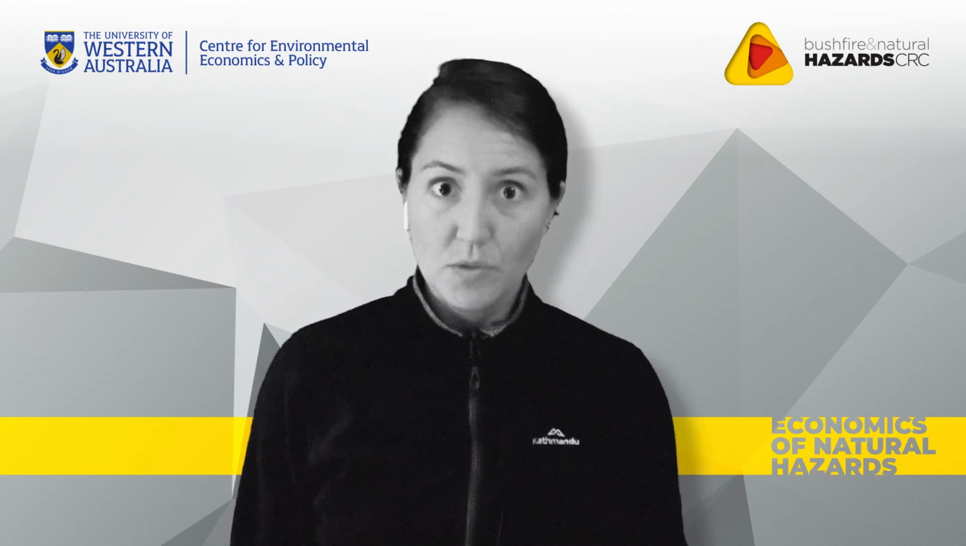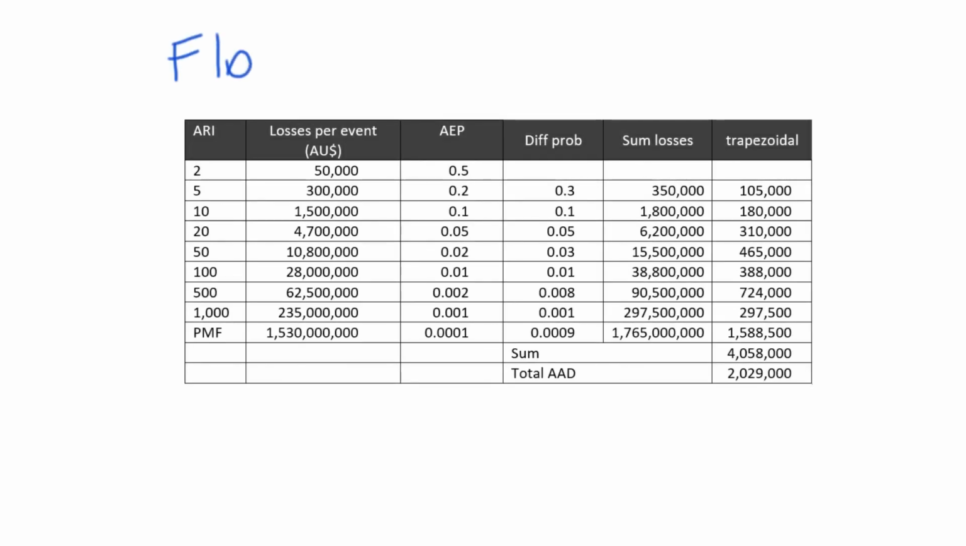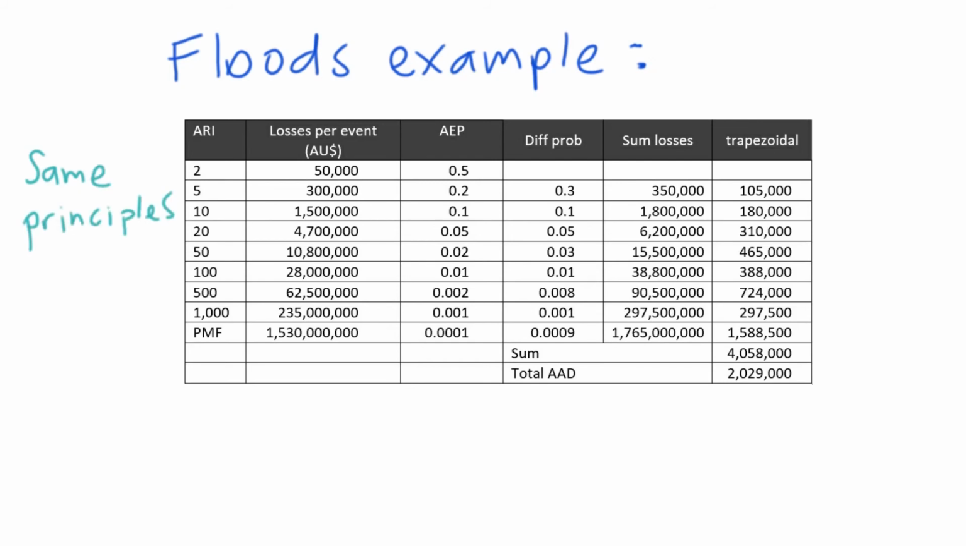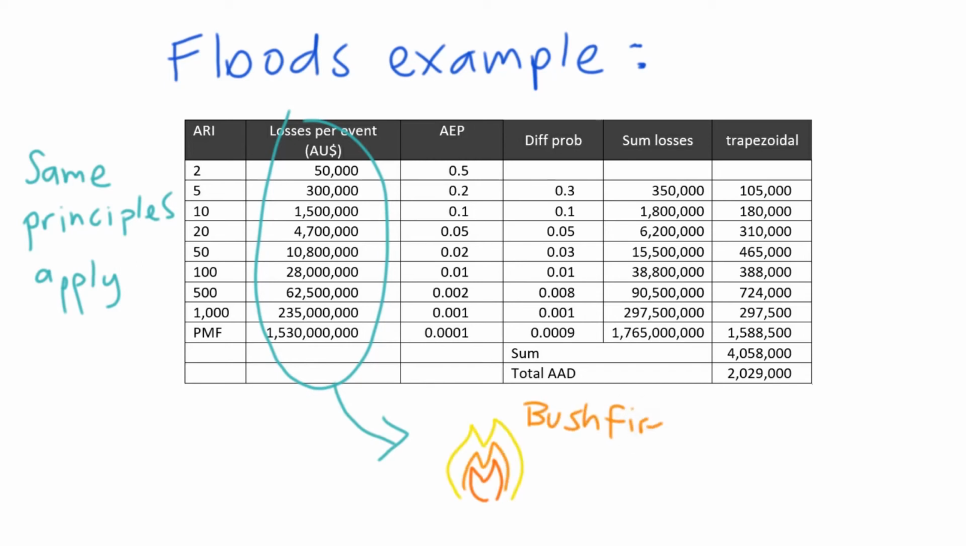of mitigation options. I'll continue using the flood example from previous videos, but keep in mind that all the principles that I am presenting here can be applied to all natural hazards. So instead of flood damage and losses, we will have bushfire damage or cyclone damage or other. The mitigation options will be different for each hazard, but the way we estimate average annual damage and the cost and benefits of each option is the same.